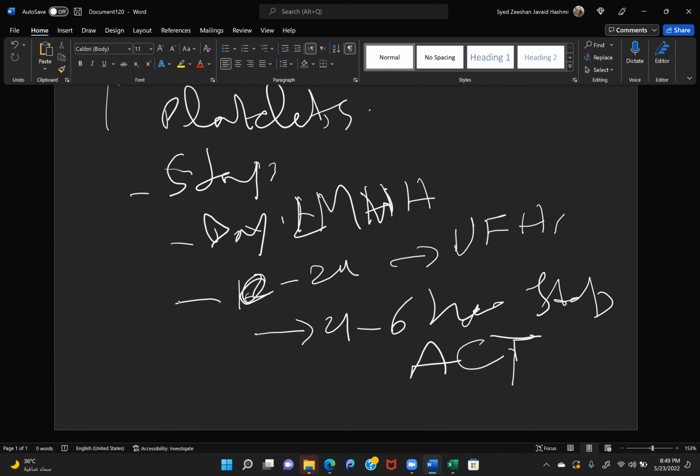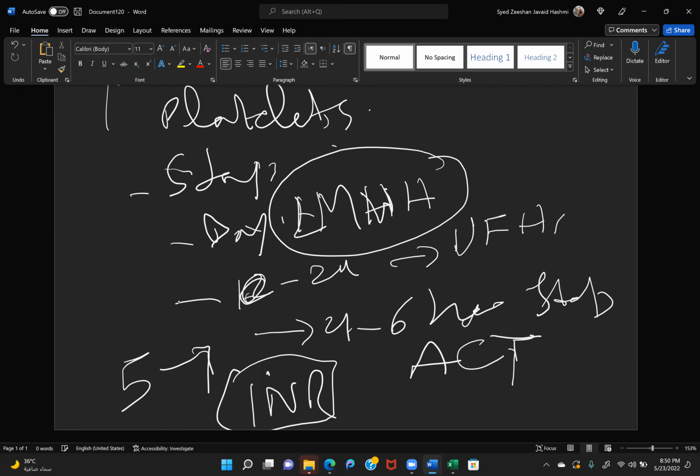So again, I will repeat, 5 to 7 days before surgery you will stop warfarin, and the next day you will start low molecular weight heparin, and in this time you can do INR as well. Okay. So there are two schools of thought. Some people will start low molecular weight heparin, or some people will directly start unfractionated heparin. Okay. Because there is always a debate about which is better, which is giving better results.